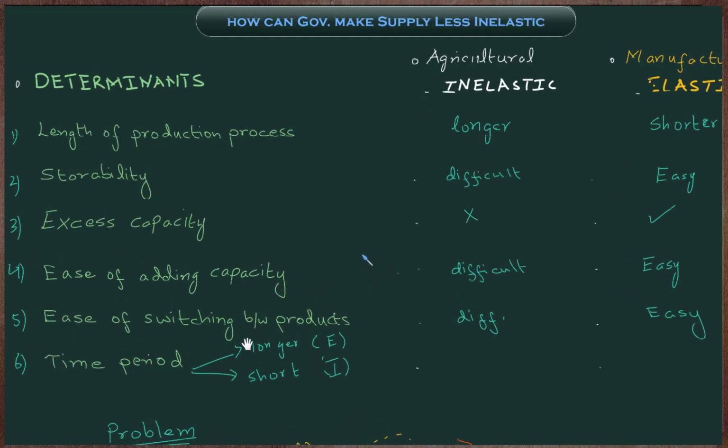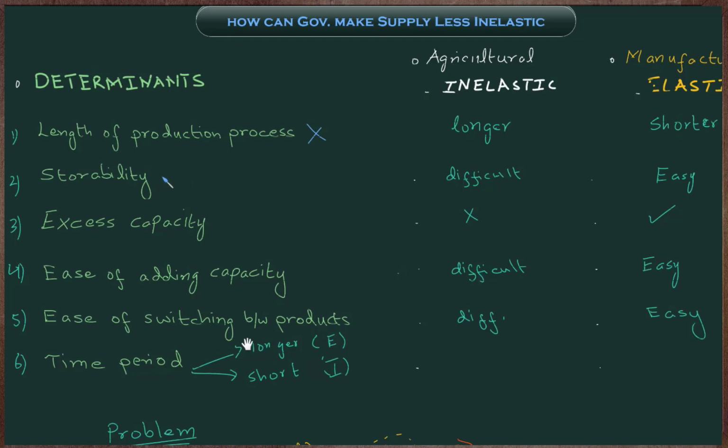Now, as far as this question of, okay, what can the government do to reduce the inelasticity of supply of agricultural products, you just need to focus on these determinants. The first determinant of a product's elasticity of supply is length of production process. Now, agricultural products, they have a long production process, and that is why they have an inelastic supply. But the government can't do anything to help reduce the production process. Apples will take as much time as they have to take. So, the government can't do anything about this.